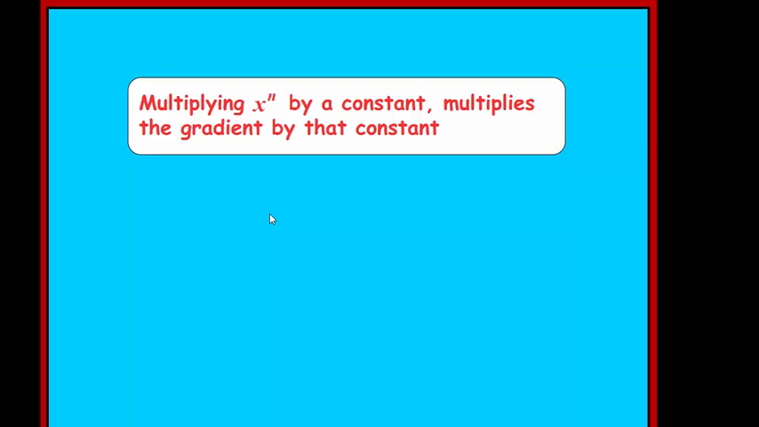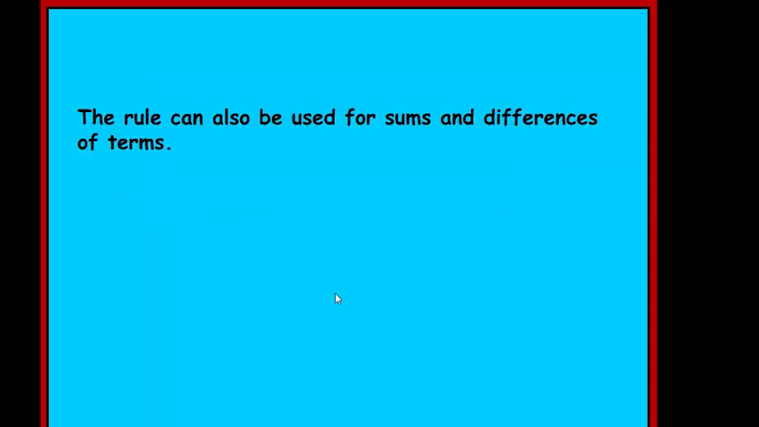And this is always the case. Again, we haven't proved it, but we've shown it, and it will work in every case. So multiplying x to the n by a constant multiplies the gradient by that constant. We will look at proving this later on in the course. So if y equals 2x cubed, that implies that dy by dx equals 2 times 3x squared, in other words, 6x squared.